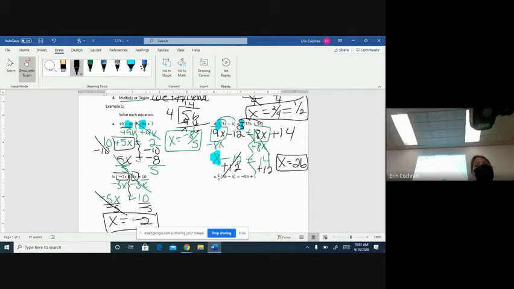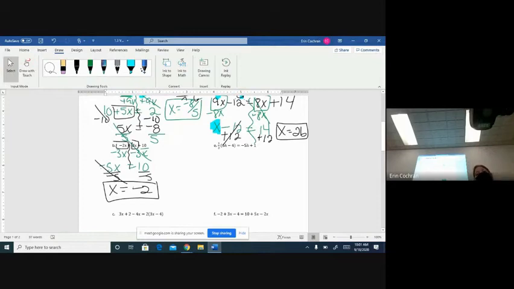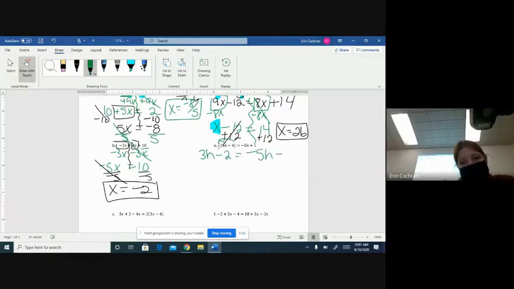And then looking at E, okay? Looking at E. So what would I distribute first in E? The 1/2, right? And 1/2 is the same thing as just dividing by 2. So what's a half of 6h? Half of 6 is 3. And a half of negative 4 is negative 2, equals negative 5h plus 1.